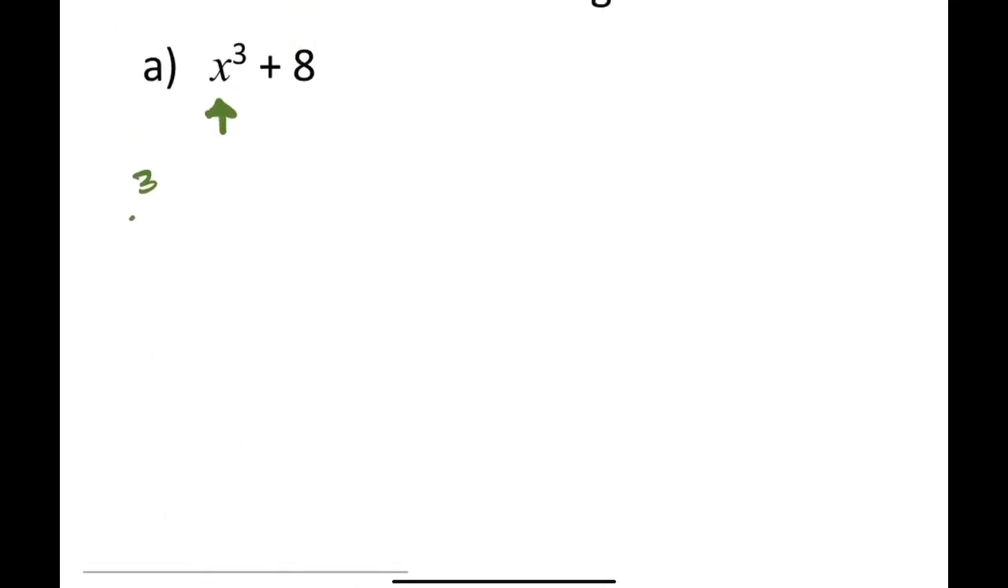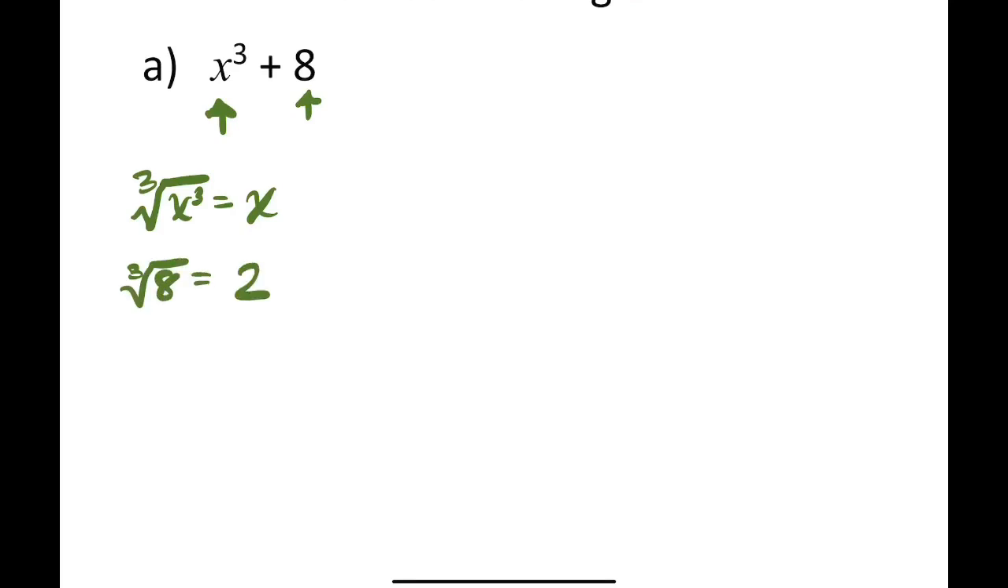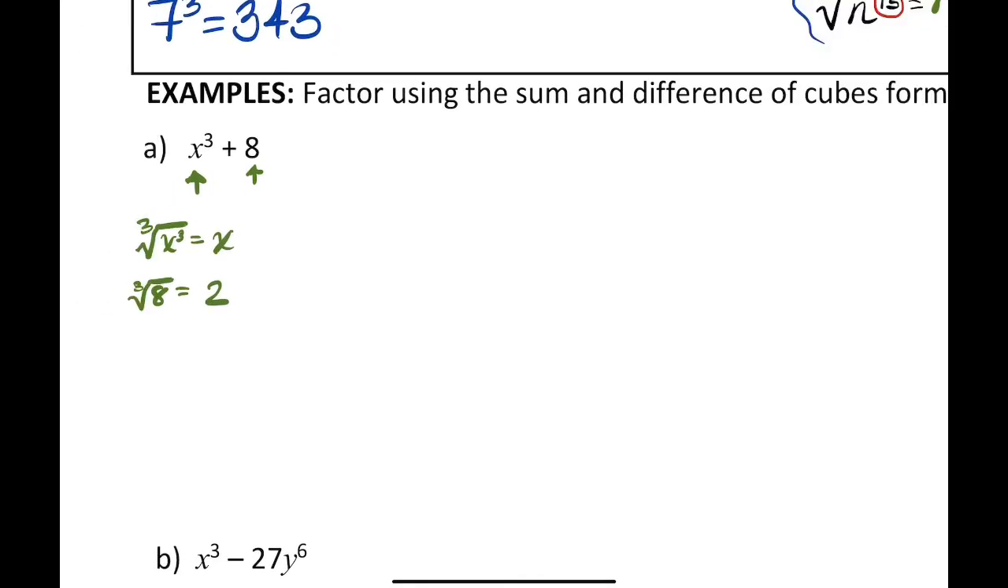Okay, so let's jump into our examples here, and this is where it's going to start to come together for you. Our first term is going to be our a, and what we want to do is find the cube root of x to the third, because that will equal our a. So our cube root of x to the third is going to be x. And our cube root of 8 is going to be 2.